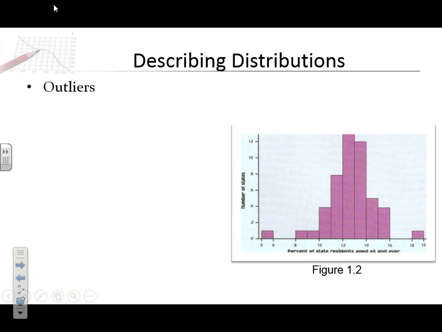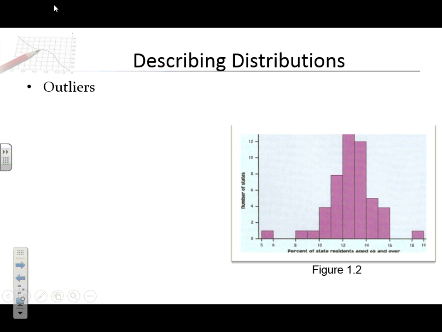falls within this 8 to 16% range. Okay? So 8 to 16% has most of the data, but we have some gaps, and then we have an outlier way at the top here. We have an outlier way at the bottom here. Now what this histogram is displaying, it's tough to read the axis there, but they looked at the percent of state residents age 65 and over.